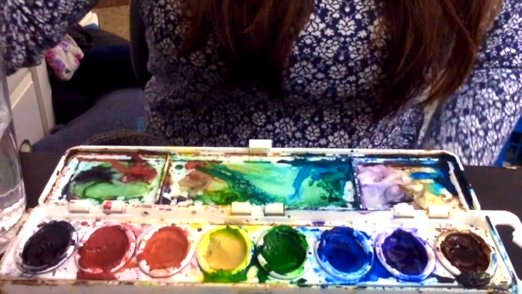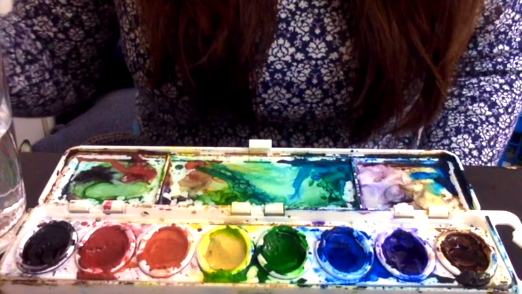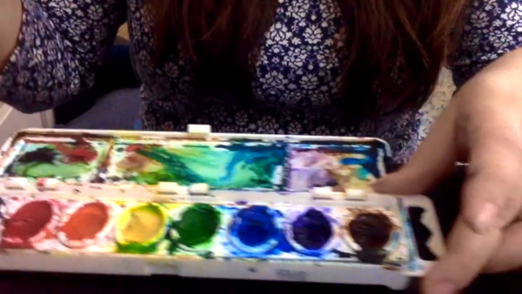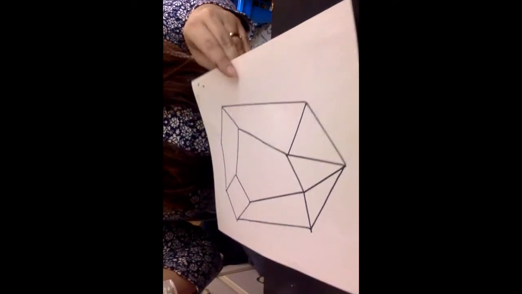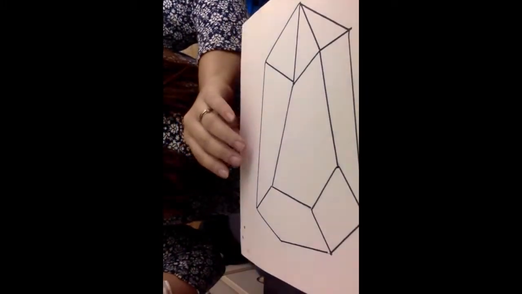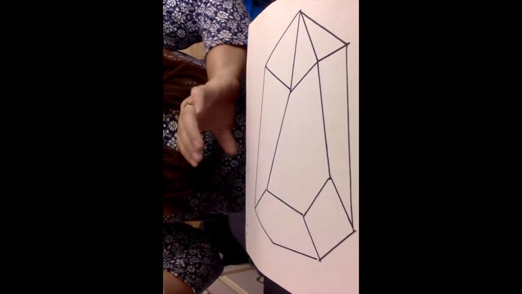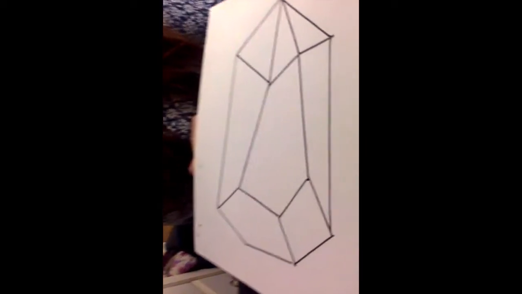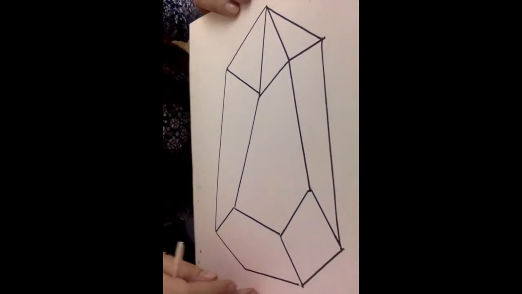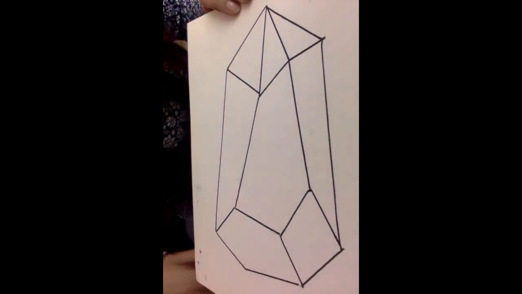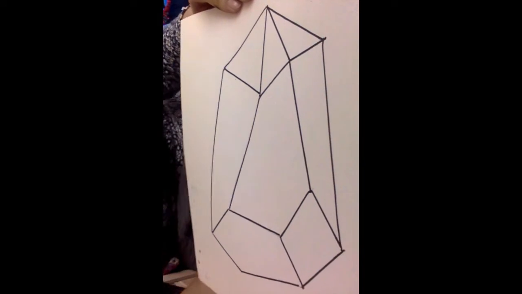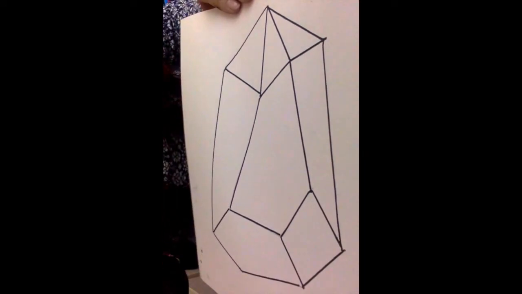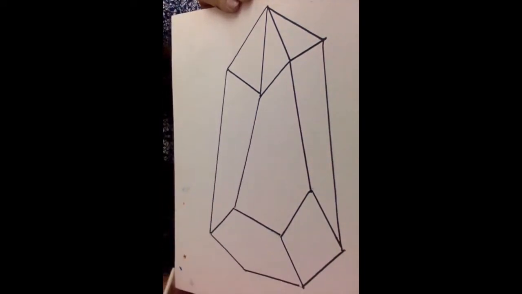Now that my watercolors have water in them, I'm going to let them sit for a moment, so I'm going to slide them to the side, and we're going to prep our picture. So, when we are working on our crystal, we want to practice creating value because we want our crystal to look 3D. So in order to create value, we want one side to look darker and one side to look lighter. So I'm going to teach you guys a trick for doing this with watercolors. It's called wet on wet watercolor technique.